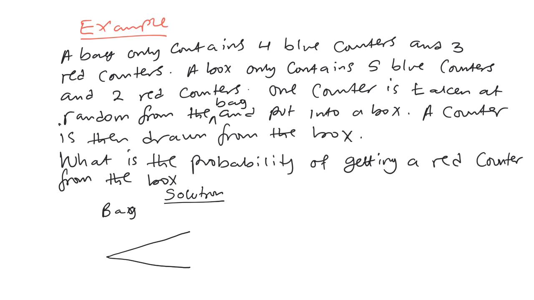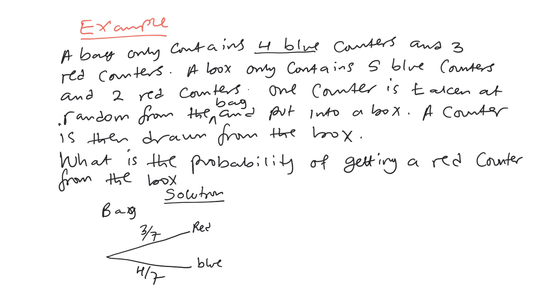So what happens is, from the bag, you can pick red, or you can pick a blue. If you pick a red, the probability of picking a red from the bag, they are saying that a bag contains 4 blue and 3 red, so this is 3 out of 7. Or if you picked a blue, it will be 4 over 7.